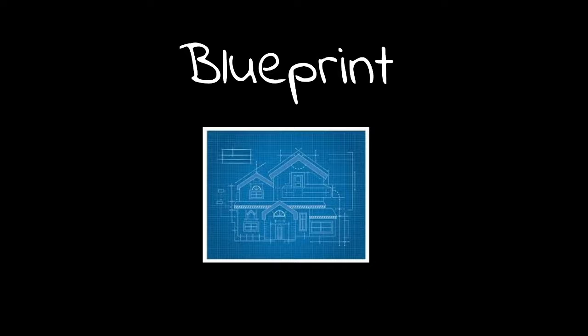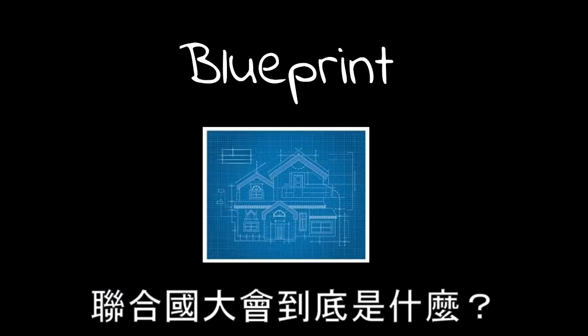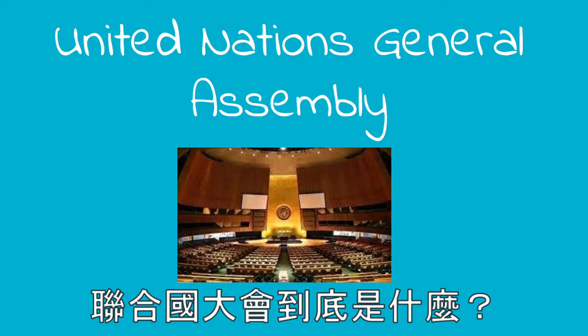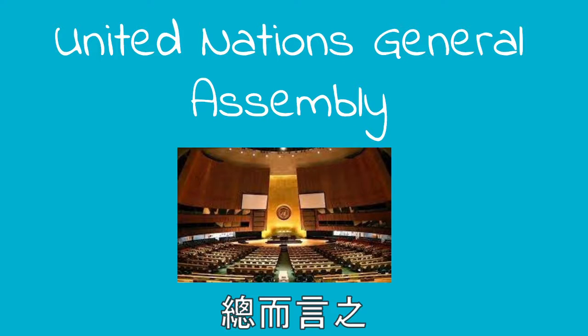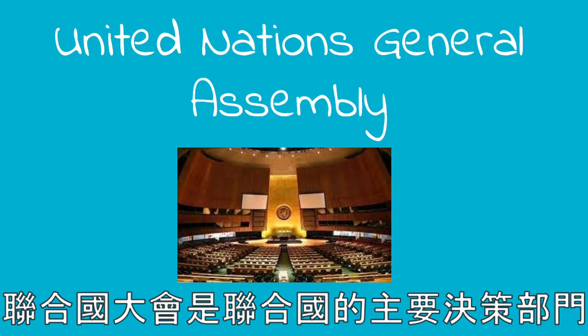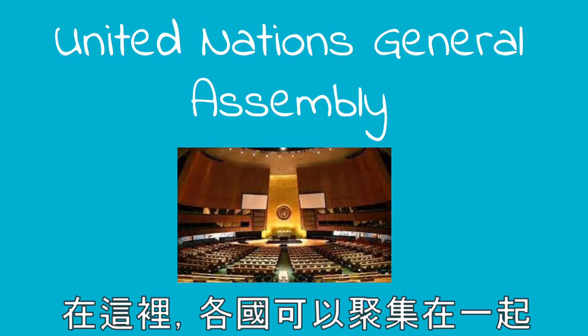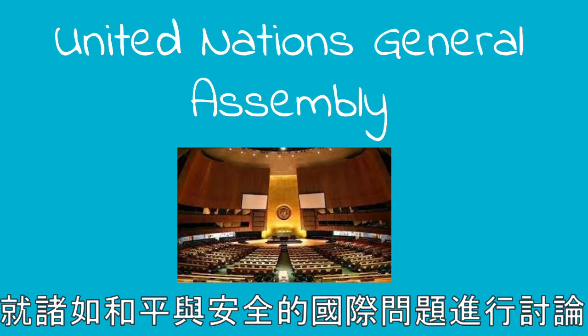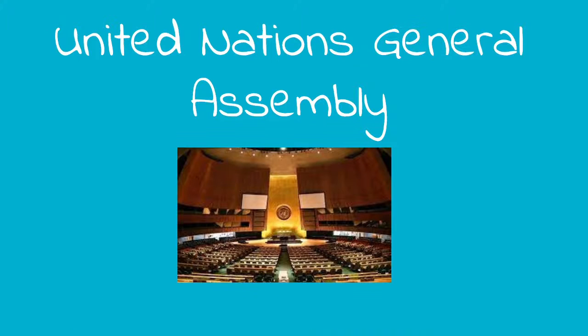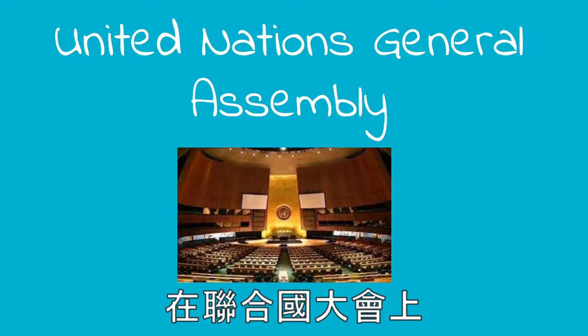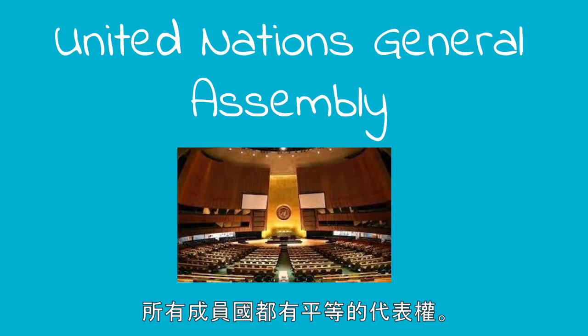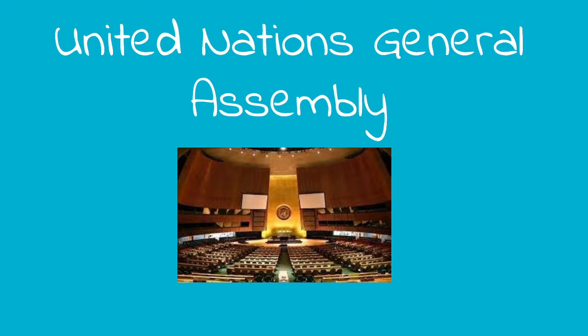At this point, you may be wondering, what exactly is the United Nations General Assembly? To quickly summarize, the United Nations General Assembly serves as the main policy-making part of the UN. It's where countries can come together and have discussions on international issues such as peace and security. In the United Nations General Assembly, all member states have equal representation.